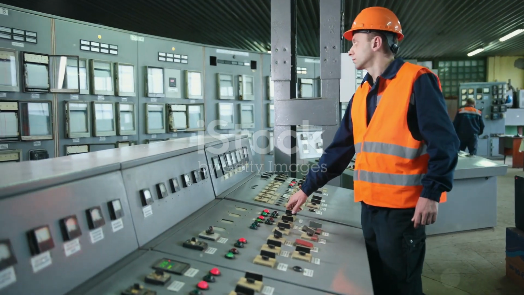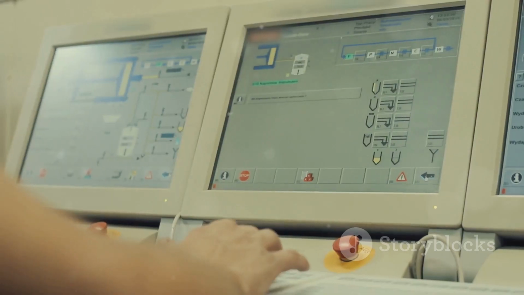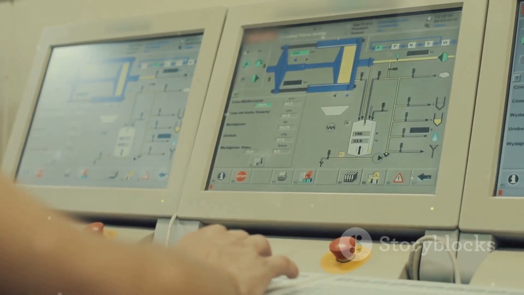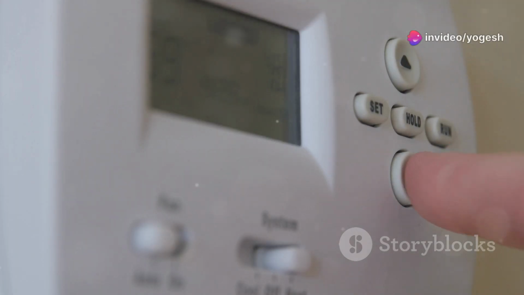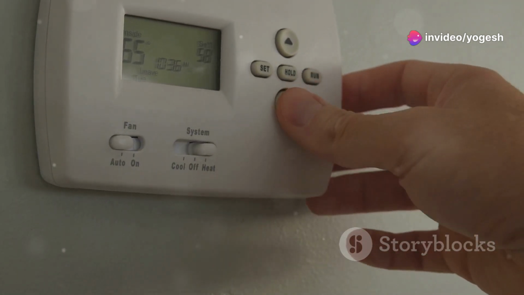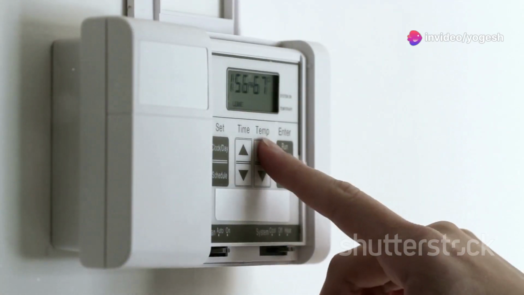Control systems help us manage other systems. They command, direct, or regulate behavior. Think about your home thermostat. That is a control system. It keeps your room at just the right temperature.